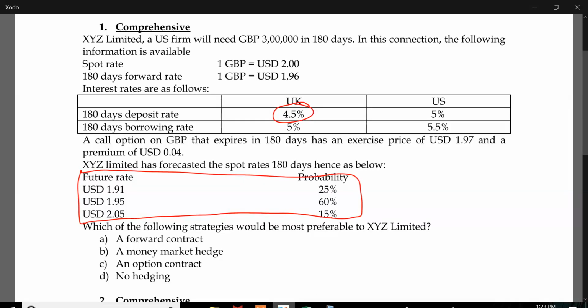They have said that the possible price can be 1.91, which has a 25% chance, 1.95, which has a 60% chance, and 2.05, which is a 15% chance. If I go by the maximum limit, it is 1.97 and a premium of 0.04. Ideally I should consider some interest on this premium. The Institute has ignored it in this problem.